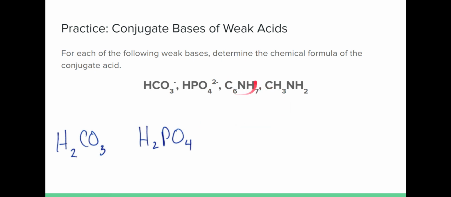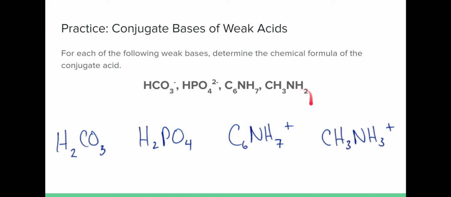The next substance that we have here is a nitrogen-containing, carbon-containing compound. If it gains an extra hydrogen, its number of hydrogens is going to change to an 8, so this should actually be an 8 here, not a 7, with a +1 charge. And finally, this compound here, if it gains a hydrogen, is going to become a little bit more positive, CH3NH3 with a +1 charge.